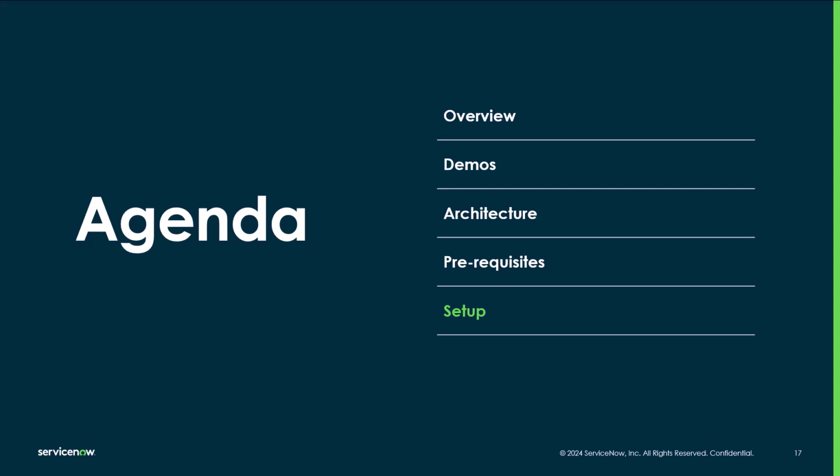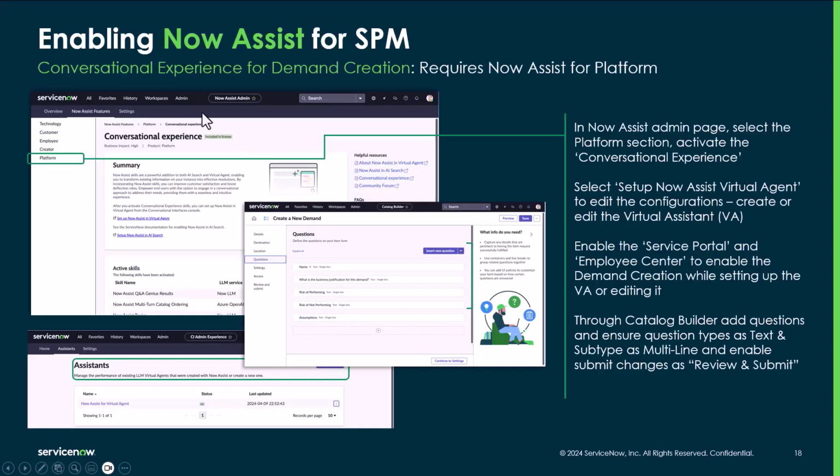Now we are going to demonstrate the setup of those two functionalities. So the first one is about the conversational experience for demand creation. That requires Now Assist for platforms, leveraging the conversational capability as part of Now Assist. So we have a video to show you how to set this up.